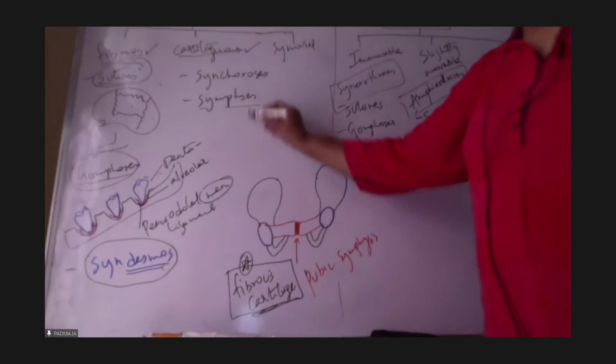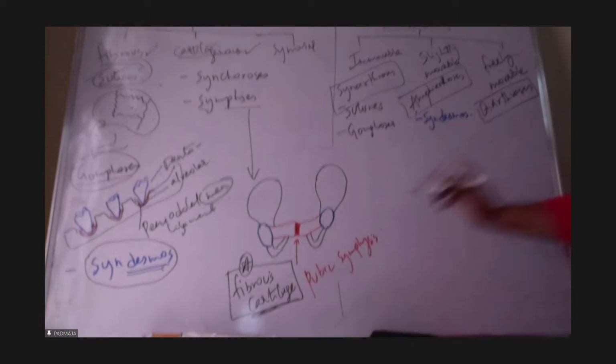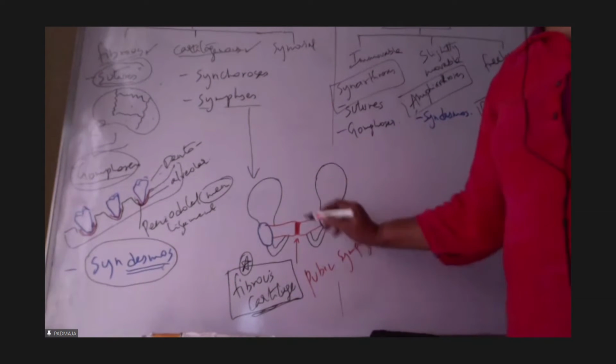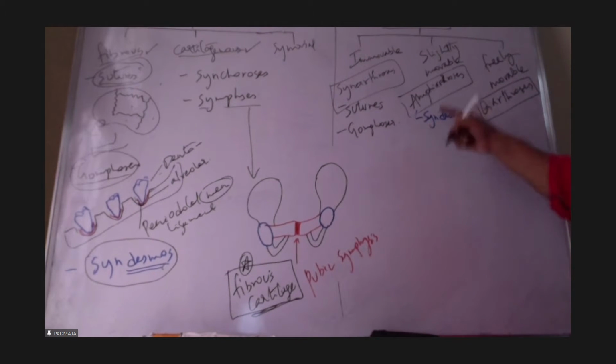Pubic symphysis is an example of this. Of course, it also allows slight movement while we walk. So pubic symphysis comes under slightly movable joints.